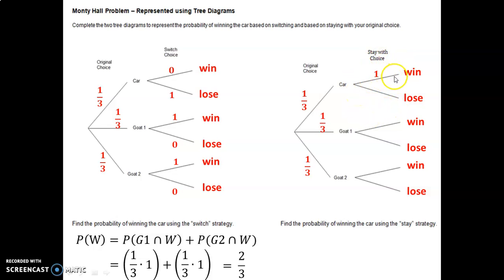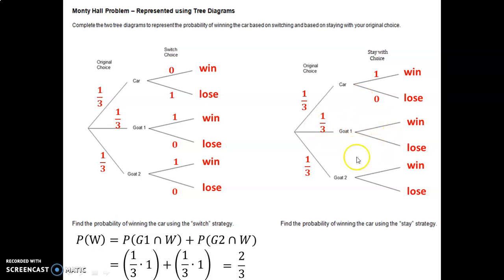But now if you stay, what will happen to your two paths here? Well, the win chance will be 1, because if you chose a car in the beginning, the door with the car, and no matter what the host shows you, he's going to show you one of the two goats, you decide to still stay with your choice, you will have a 100% chance of winning because you already chose that car. And the lose will be 0 because you're staying, so you'll get the car.